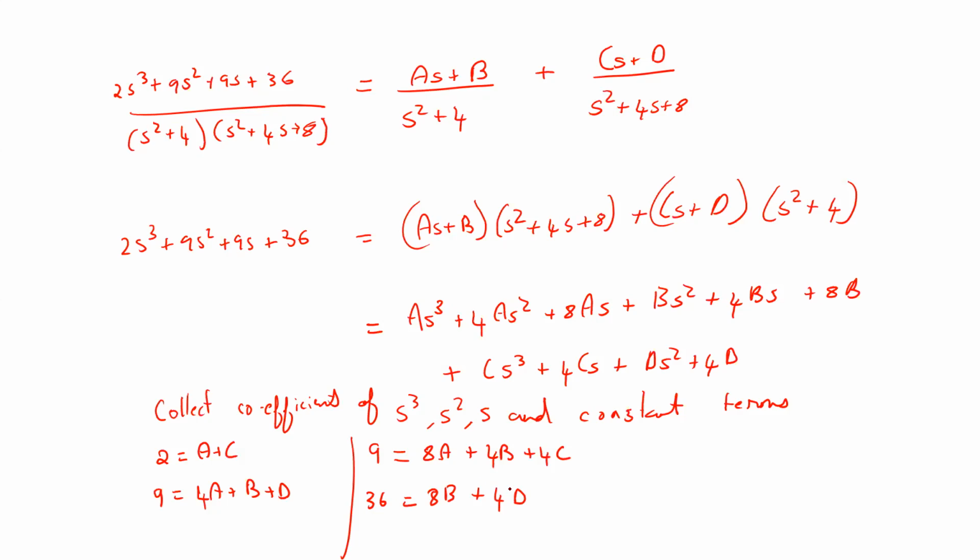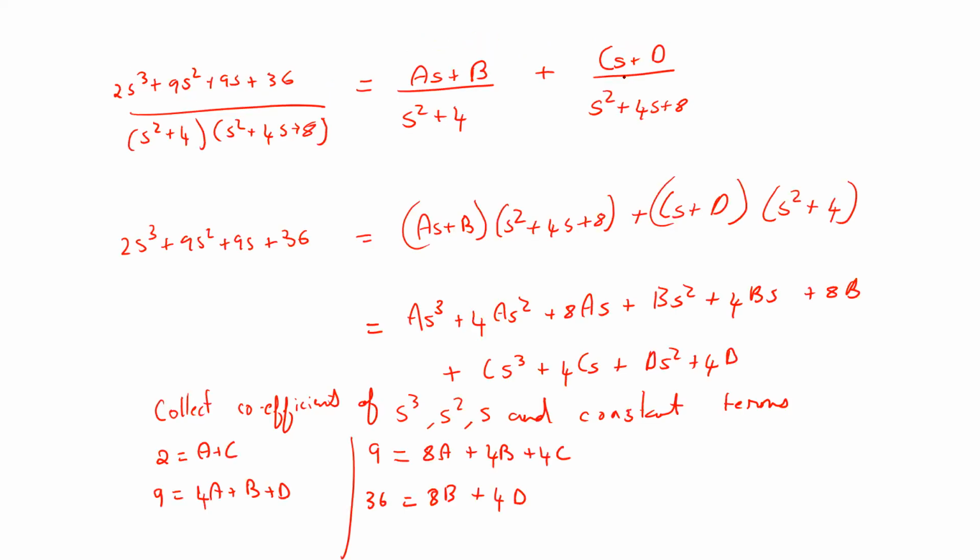We just have to solve for A, B, C, D. When we solve, what we get is the value of A is found to be 1 by 20, the value of B is 1 by 5, the value of C is 39 by 20, and the value of D is 43 by 5.